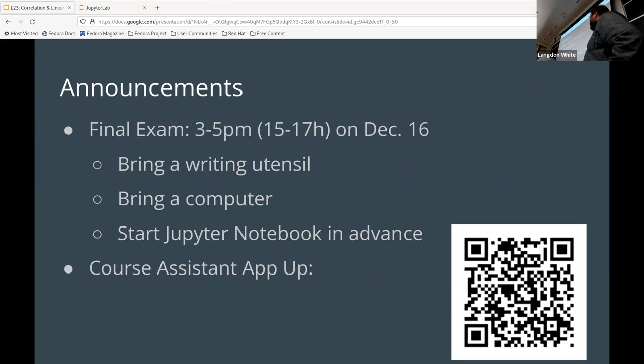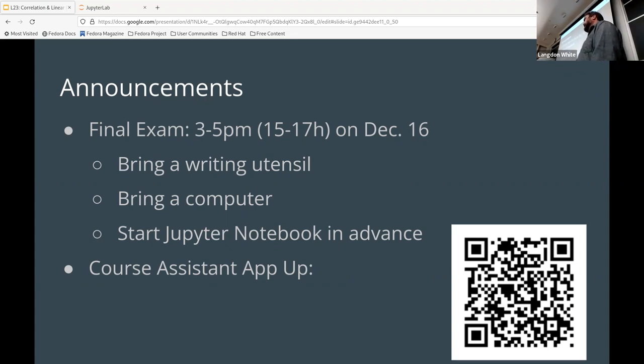So first up, in case you are unaware, there is a final exam. It is on the 16th from 3 to 5 p.m. You will need something to write with and a computer. So please bring both of those things and start Jupyter Notebook in advance, kind of the way you've been doing it all along. I'll give more details on the final exam on Tuesday's lecture.